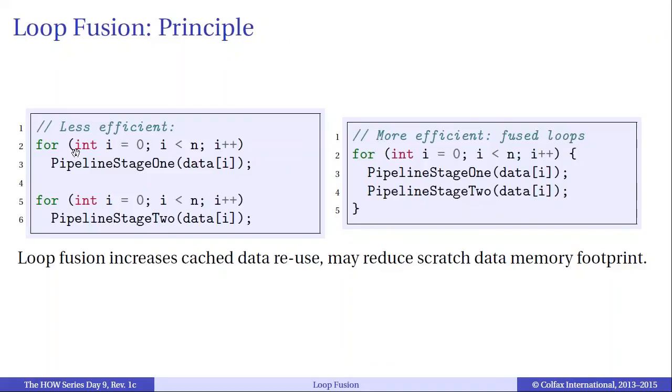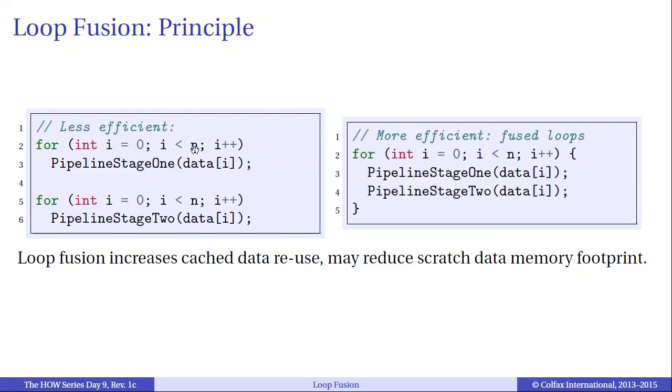I could implement it like this. I run through the entire data set using pipeline stage 1 and then through the entire data set using pipeline stage 2. Or I could do it like this. I put one element through pipeline stage 1 and then the same element through pipeline stage 2. You can immediately see that this is more efficient. The fused loops are more efficient because the memory access pattern has better locality in time. Instead of going through the entire data set and then revisiting it, I'm reusing each data element many times.